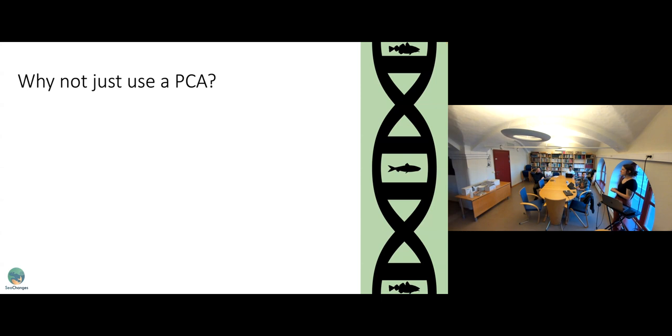And at this point, you might be asking, why wouldn't we just use a PCA? We see this a lot where people do a PCA, they project their ancient individuals on top, or they just run a PCA with their heterochronous data, and that's how they do their assignment. And there are a couple of problems with this. The main one being that you really can't use heterochronous data in a PCA.